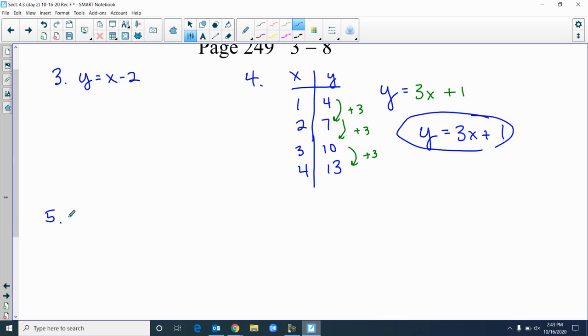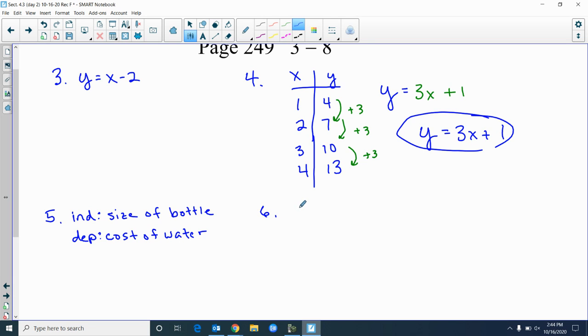For 5, identify the independent and dependent variable in each situation. A small size bottle of water costs $1.99 and a large size bottle of water costs $3.49. The independent is going to drive the dependent. Well, the independent is the size of the bottle of water because what does that control? It controls the cost of the water. So the independent is the size of the bottle, cost is the dependent.